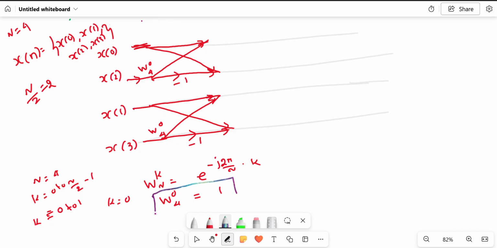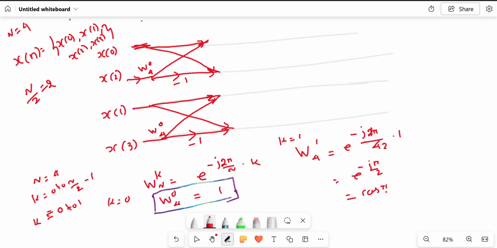Similarly, for k equal to 1, W power 1 4 is equal to e power minus j 2 pi by 4 into 1. So you will get e power minus j pi by 2, which is equal to cos pi by 2 minus j sin pi by 2. So W14 is equal to minus j. So W04 and W14 only.